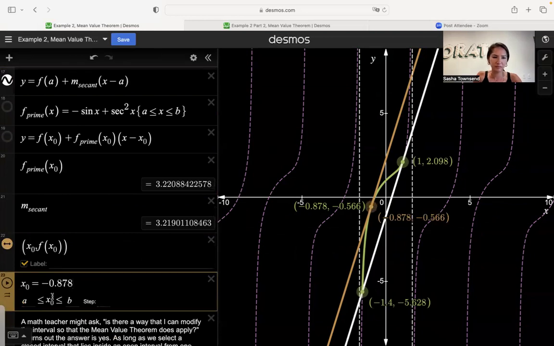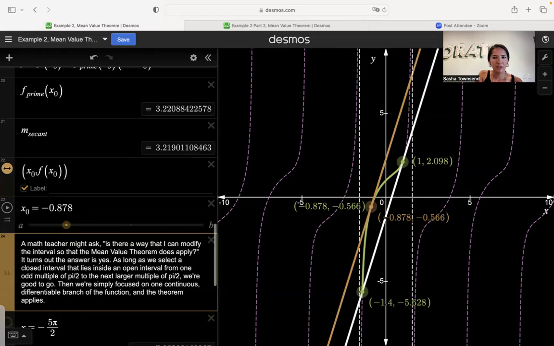Here we go. If I type in x naught equals negative 0.878, we look at f prime evaluated at that x value and the slope of the secant evaluated at that x value. They're not exactly the same, but they're close. We've got an approximation of the point of intersection of those two curves out to 3 decimal places. So we're going to say that's good enough for us. That line looks like it's parallel to that line. So we're good to go.